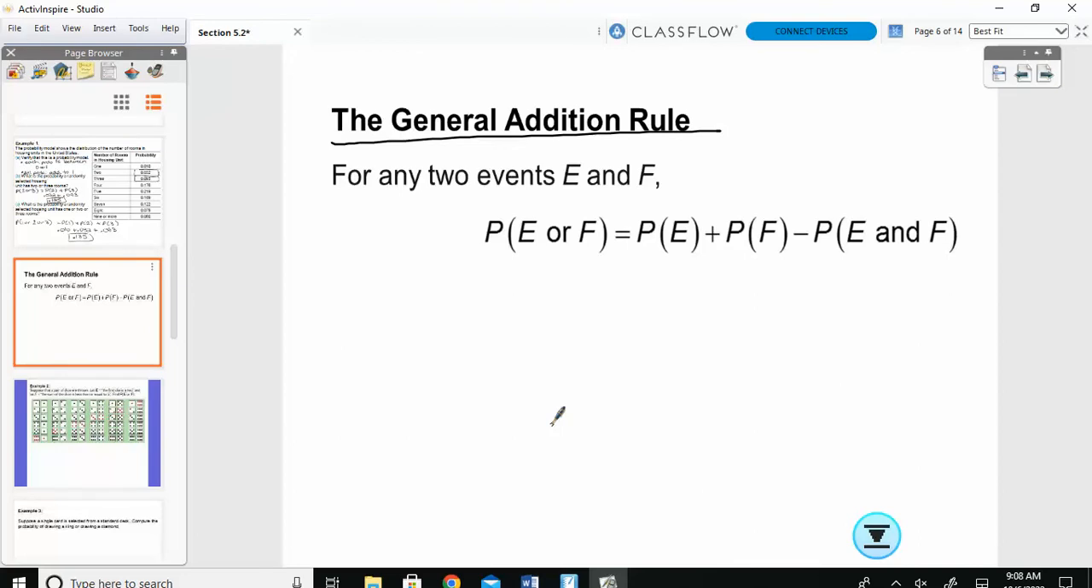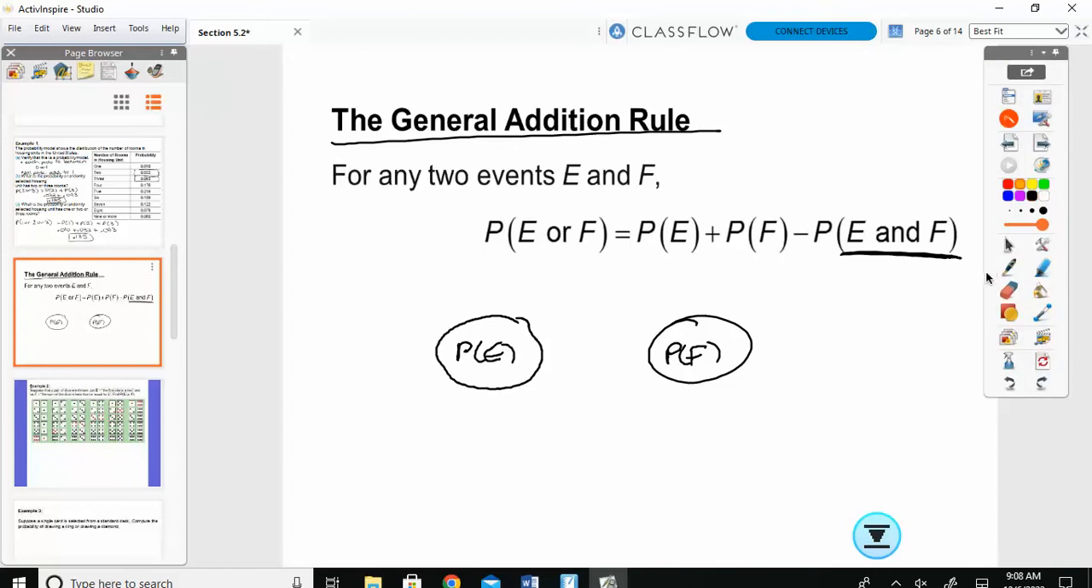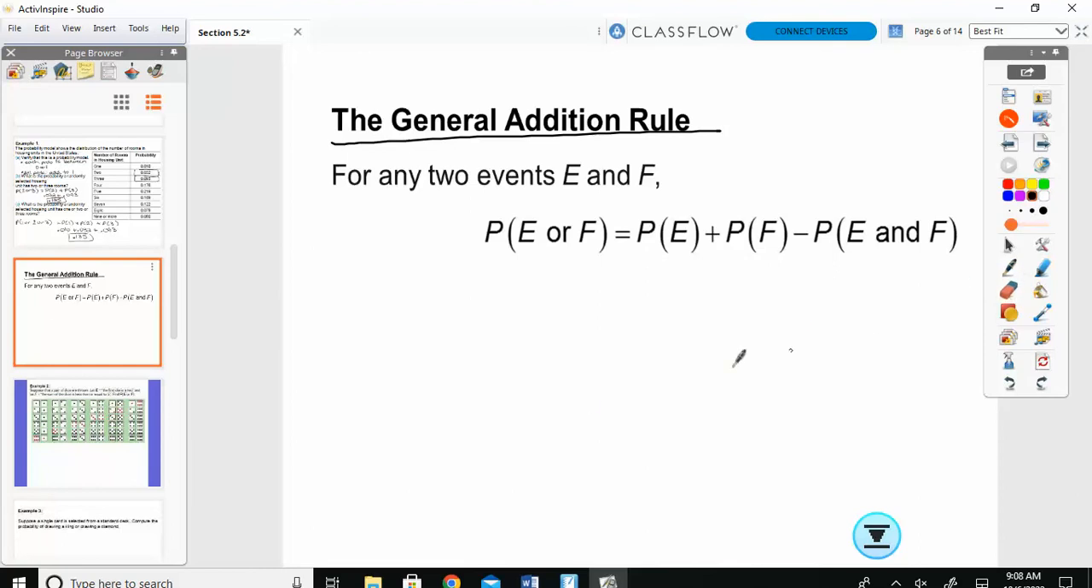And technically, you could always use this rule. If your events are mutually exclusive, then here's your probability of E. Here's your probability of F. What's the probability that you are in both if you have two disjoint sets? 0. So you would be subtracting off the 0 there. So this is just a more general form of that rule we've been using. Okay.